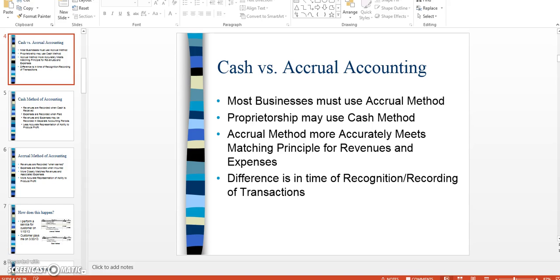There are a couple of underlying generally accepted accounting principles met by the accrual method that are not met by the cash method. These are the matching principle and the revenue recognition principle. And so really the difference with the cash and the accrual method is going to be the timing in which we recognize accrued and deferred expense and revenue transactions.